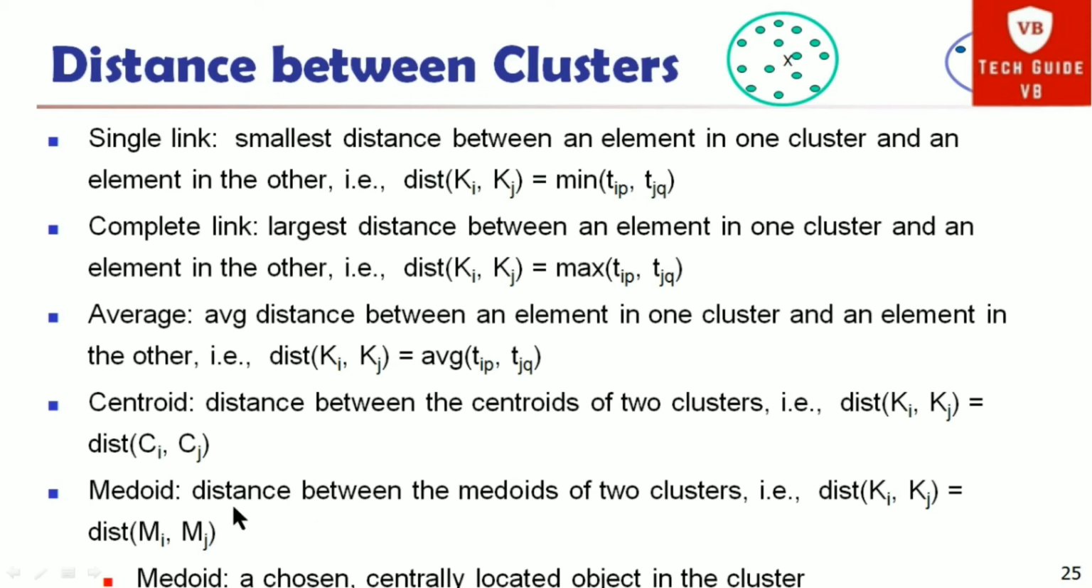Medoid means the distance between the medoids of two clusters. Medoids are chosen, centrally located objects in the clusters. This means the medoid, which we have seen earlier. So these are some of the terms for distance between clusters. Hope you understood single link, complete link, average, centroid and medoid.